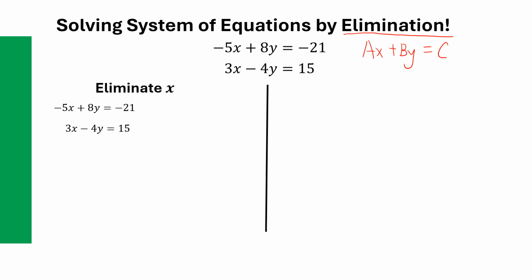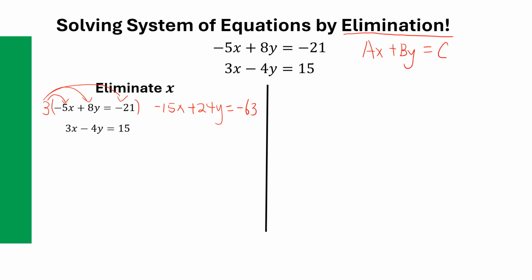So for negative 5x, I'm just going to multiply by 3, so I can get negative 15x. And if I multiply the first number by 3, I have to multiply everything else by 3 as well. So that would give me 24y equals negative 63.